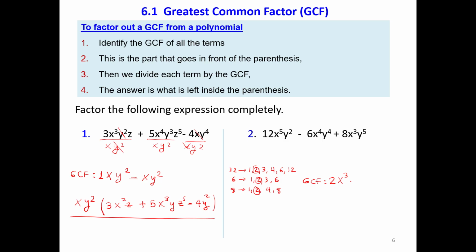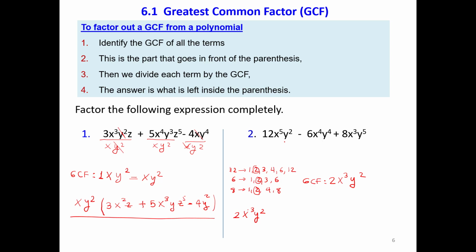Y also is a common variable. We can write here, and then look for the lower exponent, which will be 2, 4, 5, then 2 here. And this is the greatest common factor. We can write this number in front of the parentheses: 2xy to the second.